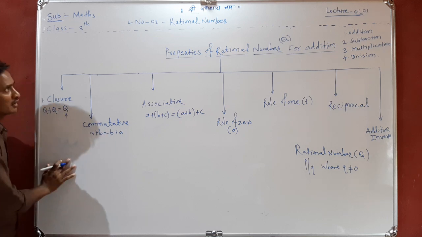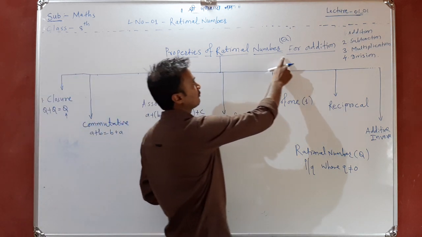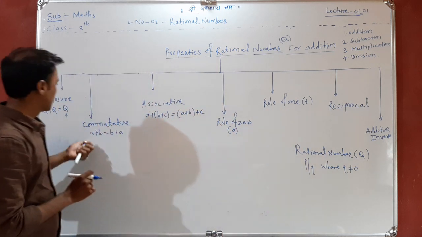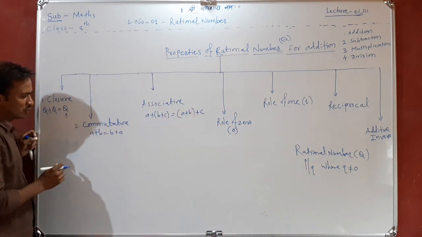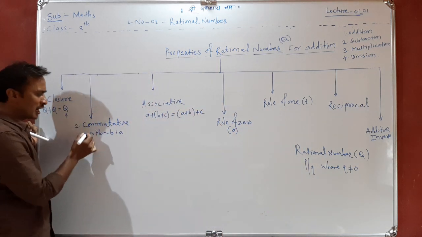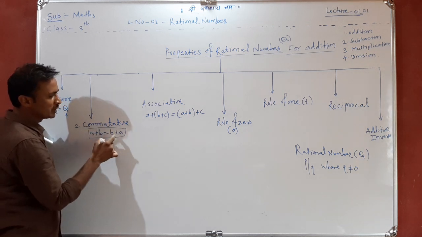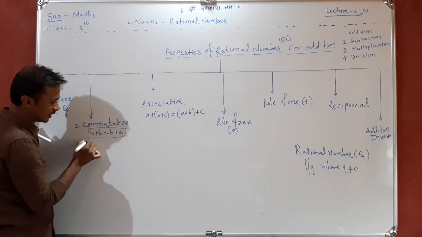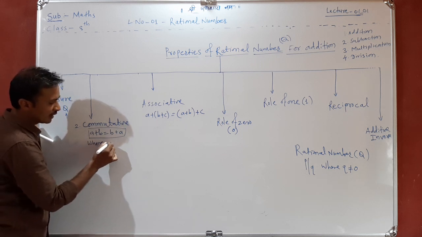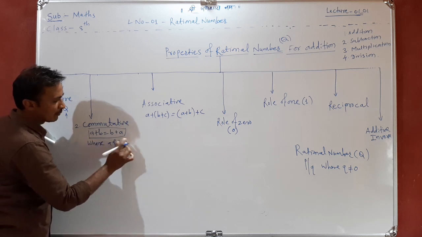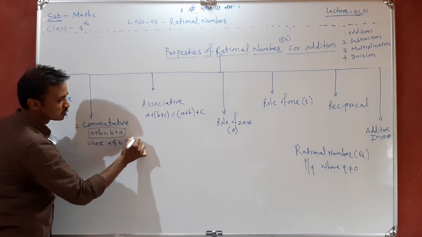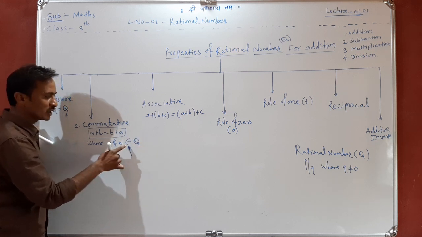Now see, the next property we have to study for the property of rational number for addition. Now see here, the commutative property. This is property number 2. What is meant by commutative property? I write here one formula: a plus b is equal to b plus a, where a and b belong to Q. Now students, yesterday also I discussed this sign.